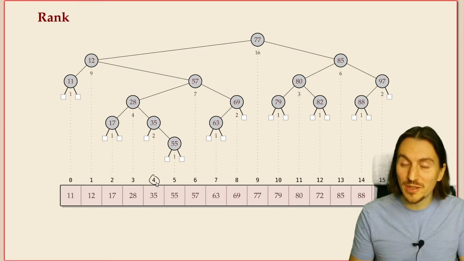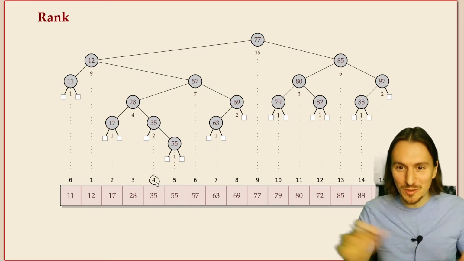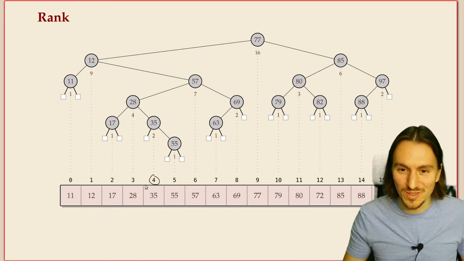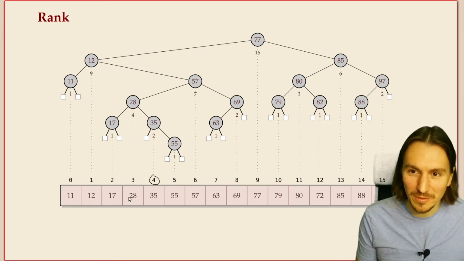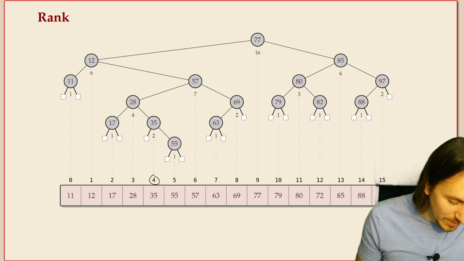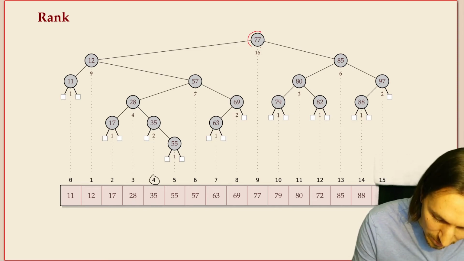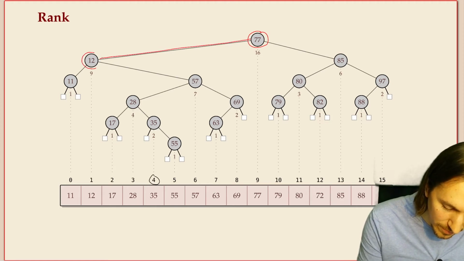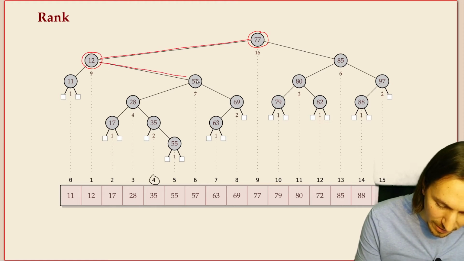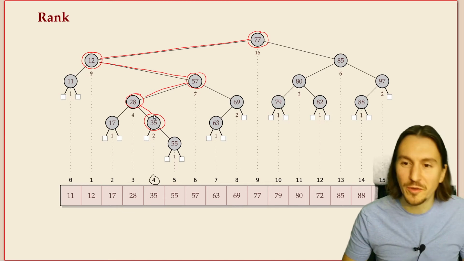But how do we compute this? I mean, this was like human insight, and we looked at the sorted list. How can the binary search tree compute the rank? So let's see. First, we do the search path. So we go and find our element. In this case, the 35 was in the tree, so we found it here.